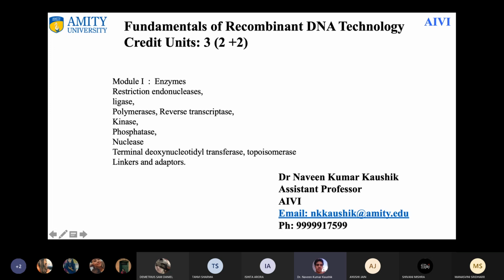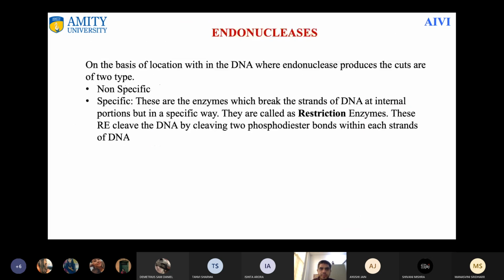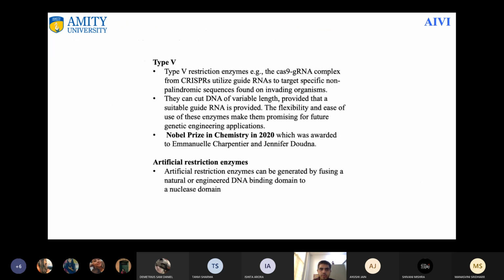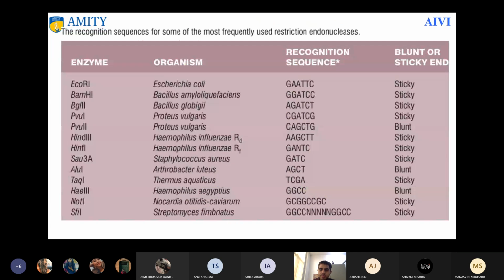Okay, so now most of you are here, so we can start. We are talking about enzymes, and the enzymes we have done are nucleases, ligases, and polymerases, and we were at polymerases. We talked about two types of polymerase. One is a normal polymerase, which we get from both eukaryotic and prokaryotic sources, because polymerases are the enzymes which do the job of polymerization.